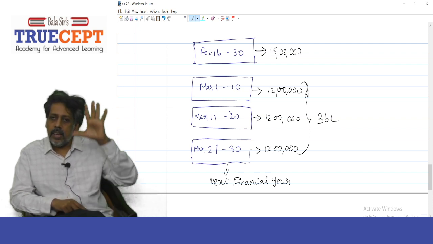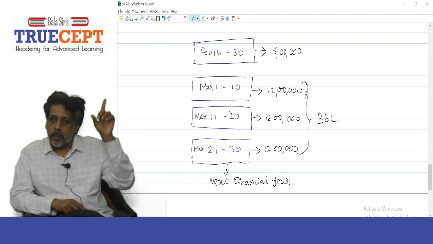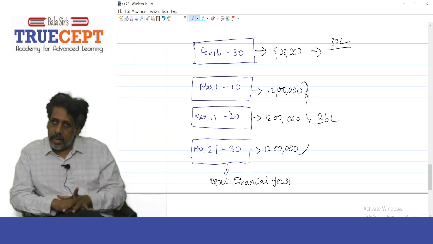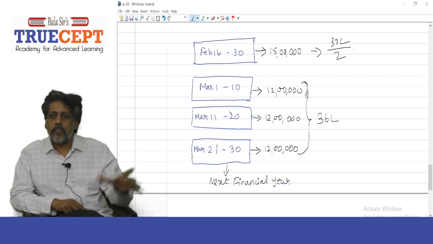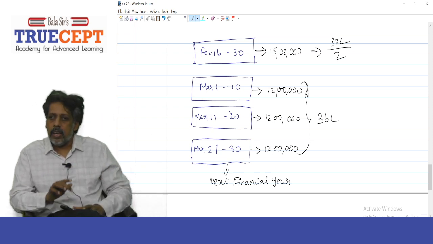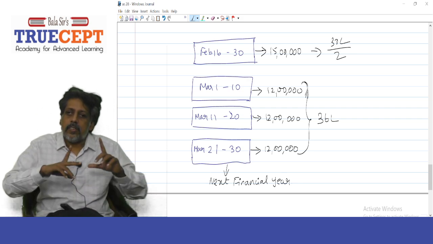It's going to be 30 lakh divided by 2, because 30 days is 30 lakh. What is it for 15 days? Yes, it's going to be 15 lakh rupees.